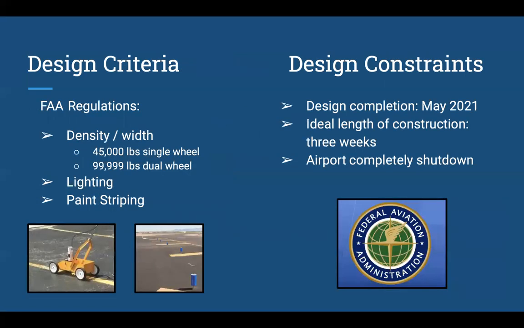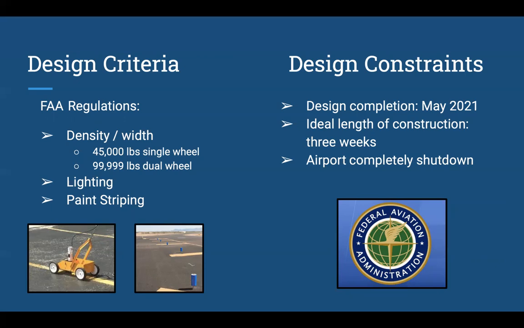So next in our design, we looked at the design criteria and the design constraints. So for our design criteria, we had pretty strict FAA regulations that we needed to follow for widths and turning radiuses. So we wanted to make sure that these turnarounds met all of those requirements. In our design, we also were designing for a 45,000-pound single wheel aircraft and just under 100,000-pound dual wheel aircraft. In our criteria, we were also looking at lighting and marking, and then the paint striping, especially with the expansion, making sure that paint striping was up to date and on the proper center line.